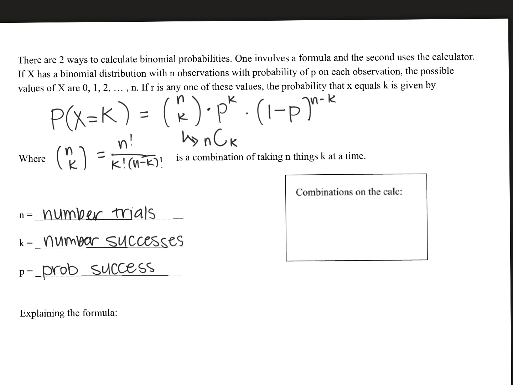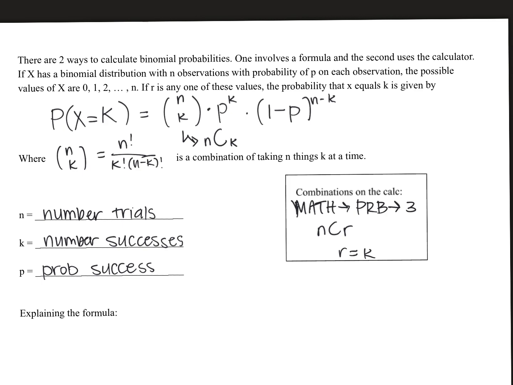So just to refresh, in order to do a combination, we do math over to PRB, and then we choose 3, which is nCr, but we're replacing r with k here. So that's the only shortcut. Everything else you're going to have to plug in. You still have to use p to the k and 1 minus p to the n minus k, but you can use the nCr shortcut for that choose part.